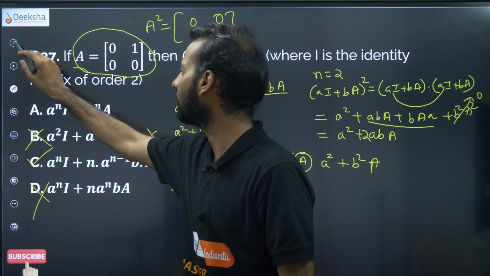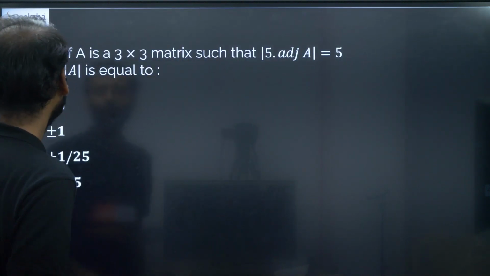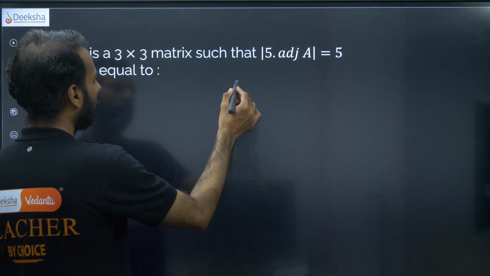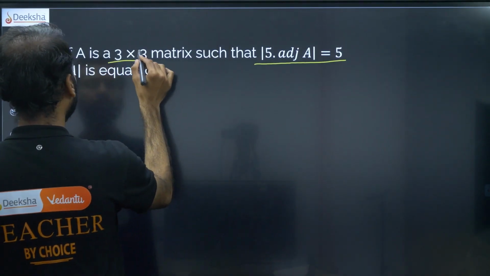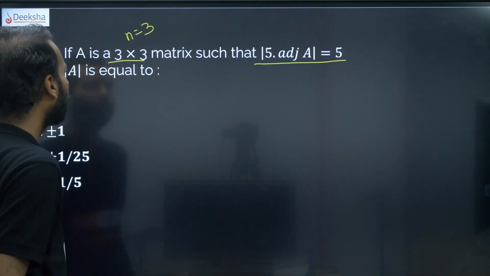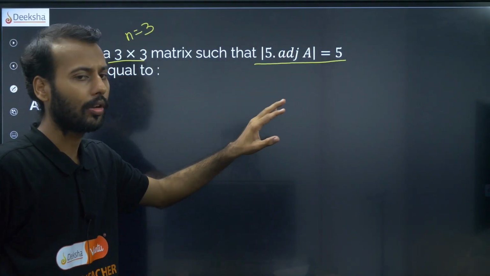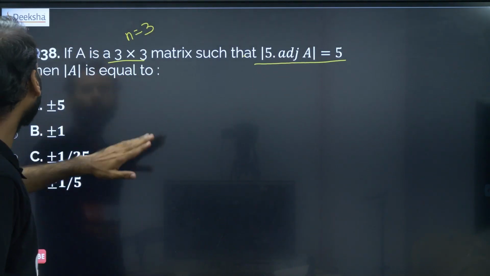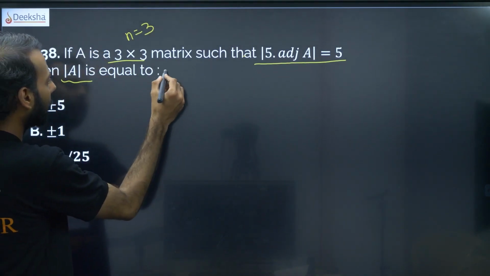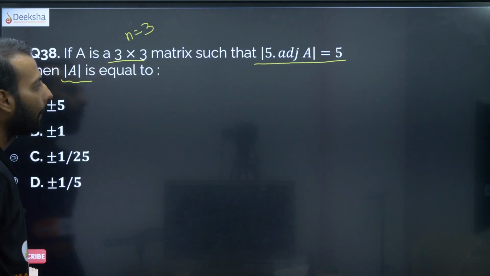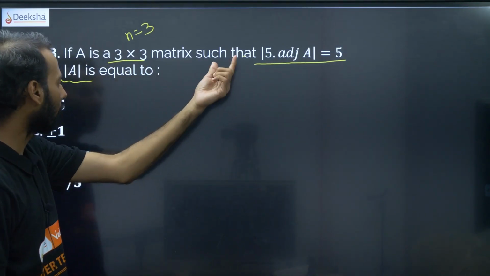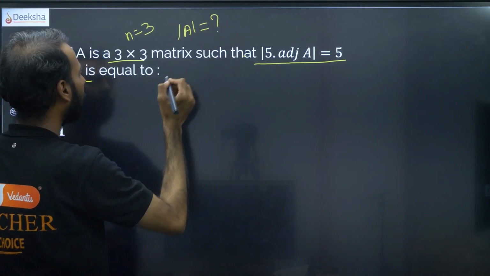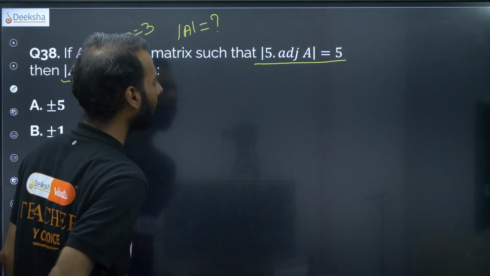Next, moving on to the next question. If A is a 3 cross 3 matrix such that, so A is a 3 cross 3 matrix means n value is 3, such that some information is given about a determinant, determinant of I is some value there, then determinant of A is equal to, this we have to find. What is the value of det A? Now we have to solve this and find determinant of A. How to find? Using properties of adjoint.